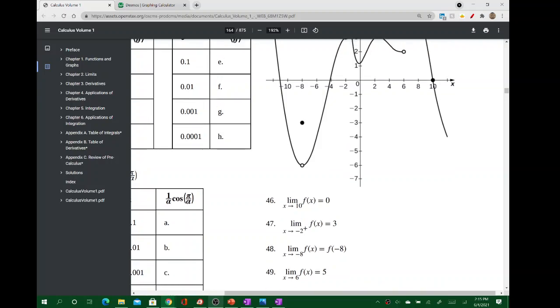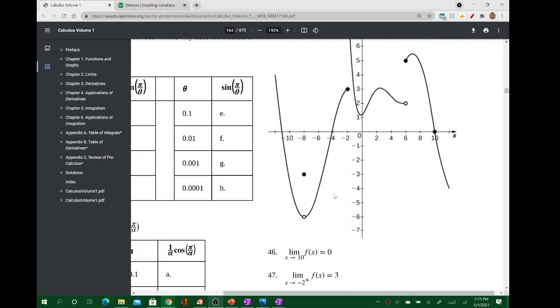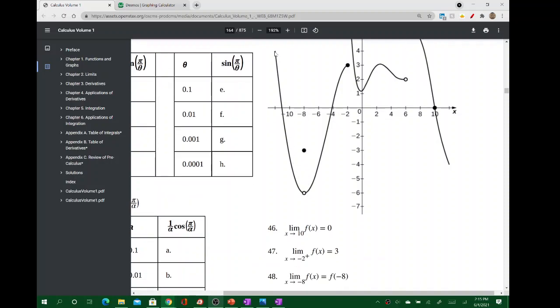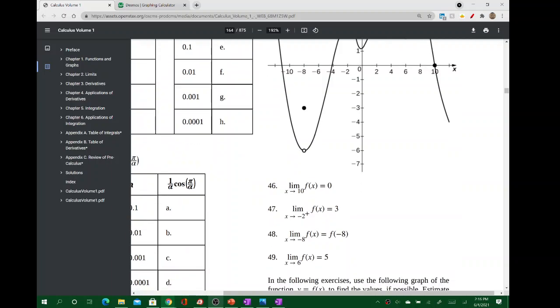Now, number 48 says the limit as x approaches -8 of f of x equals f of -8. Okay. f of -8 is right here. That means f of -8 is -3, excuse me. But the limit, if we look at the curve, the limit as x approaches -8 is actually -6. So no, this is false, because -6 does not equal -3, okay?